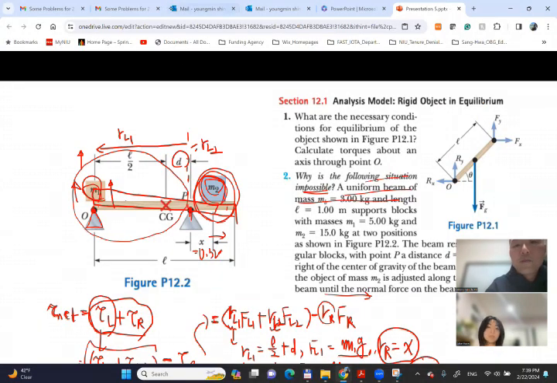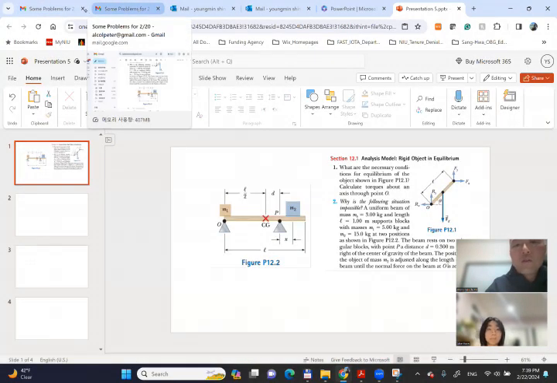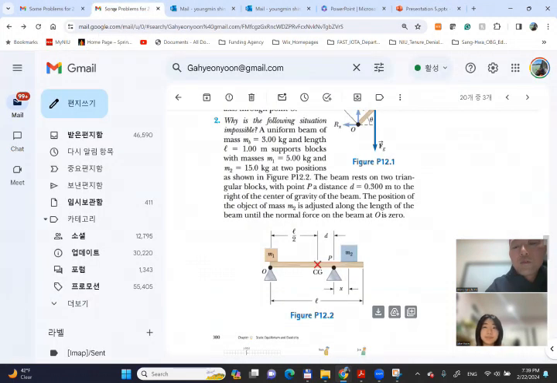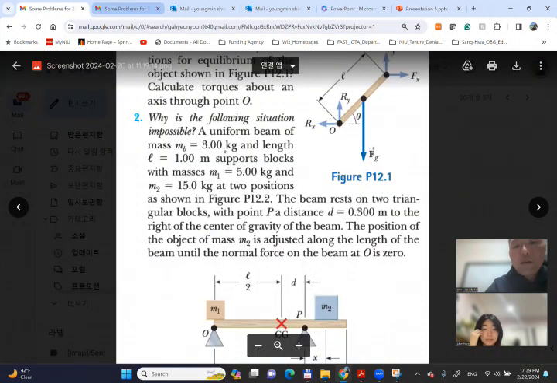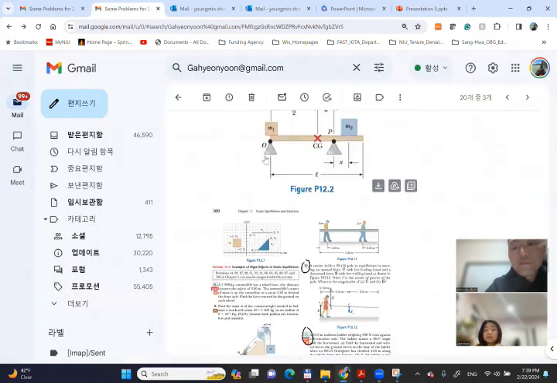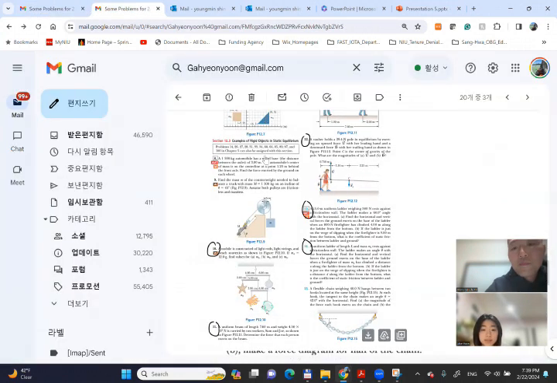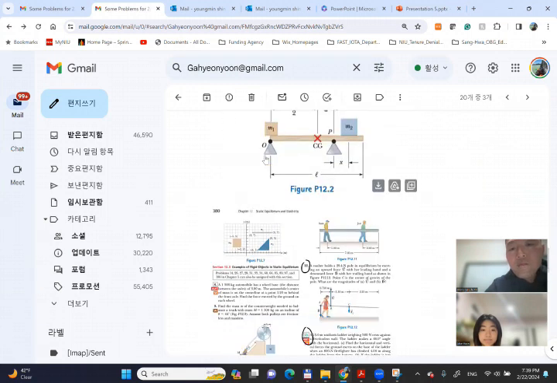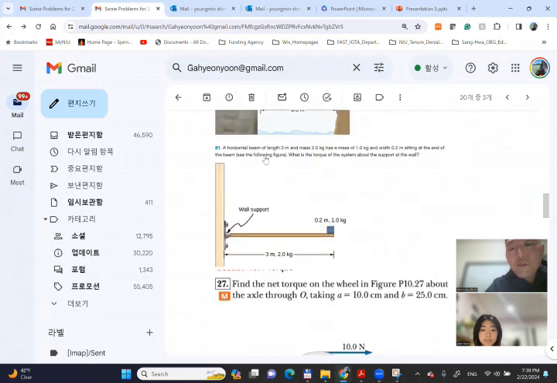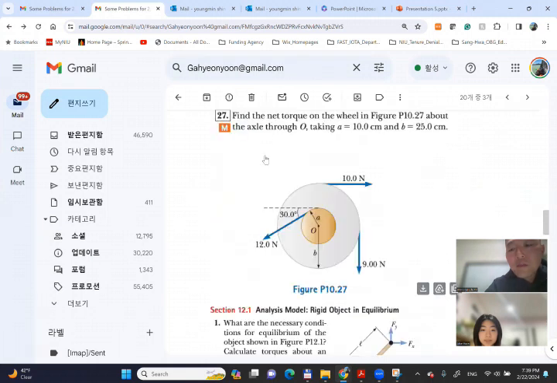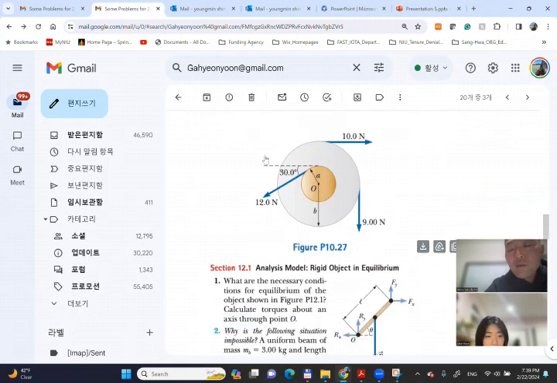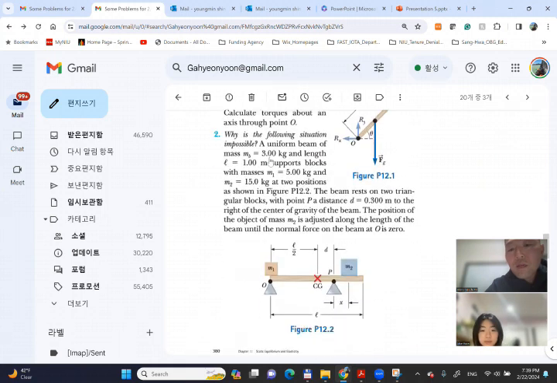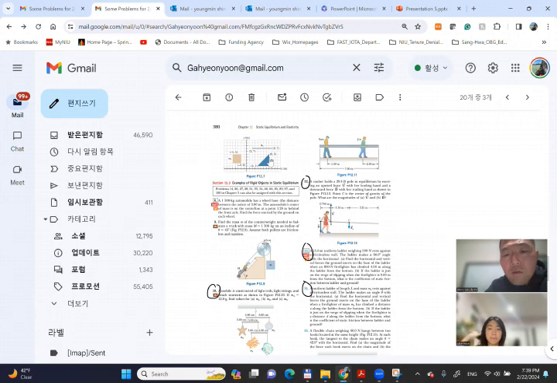So what else do you want to go through after this? Let me look back. Any problems before this or after this? I can't hear you. Just after. The ones after. Okay, the ones I circled, yeah.